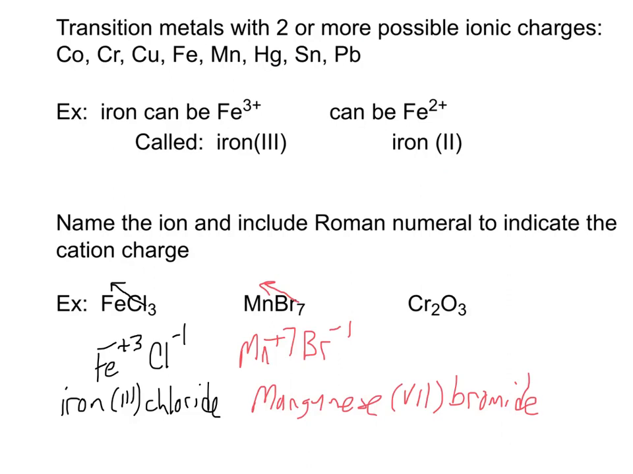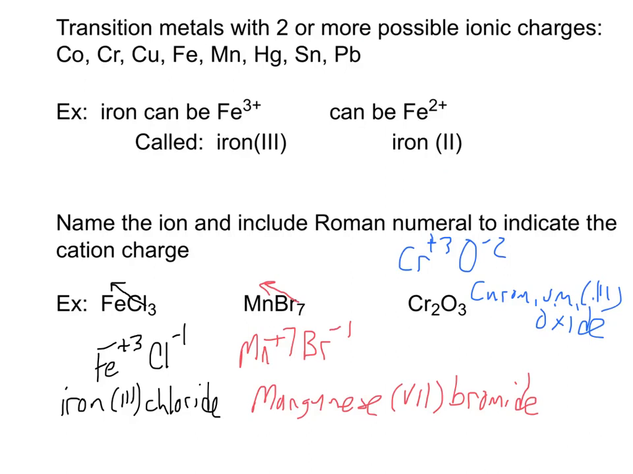And then the next one is the last one of that group. It's Cr2O3. And this one, again, you can do the reverse crisscross, and you'll find it is chromium +3, O -2. So it's chromium 3 oxide. All right, so the only difference is we need to insert that Roman numeral again, recognizing that there's more than one possibility for the charge.